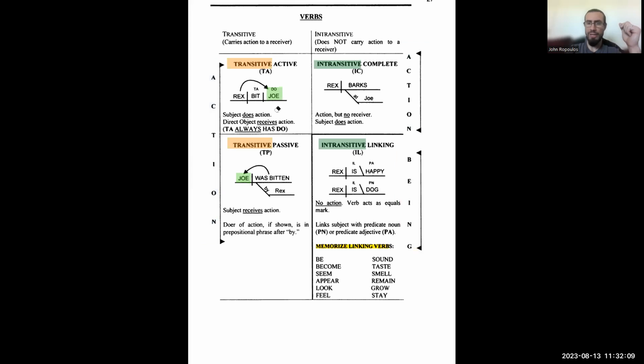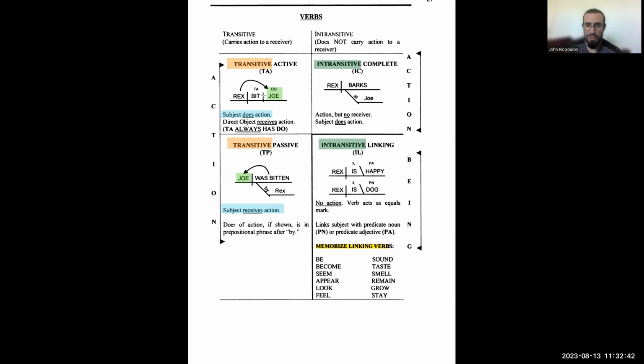So we have the subject here does the action. That's the top one, transitive active. And then here, subject receives the action. Okay, so what used to be the direct object, Joe, in the first one, Rex bit, is now the subject of the transitive passive, right? So if you were to go from the transitive active to the transitive passive, that's what you do. You take out the subject and you replace it with the direct object.